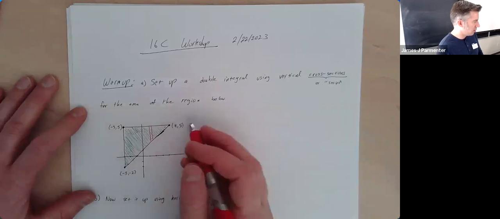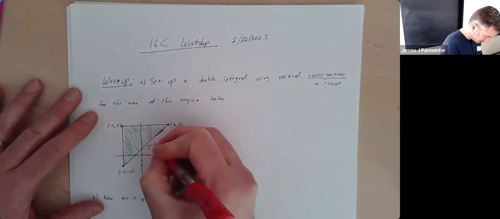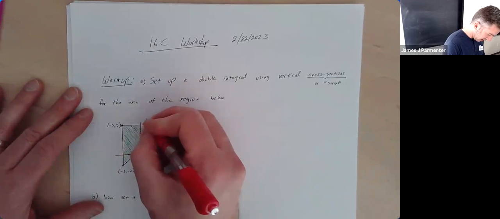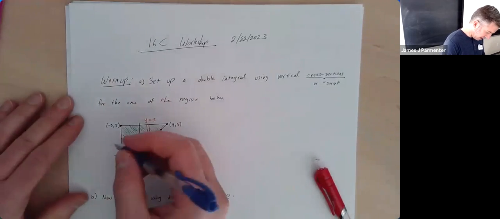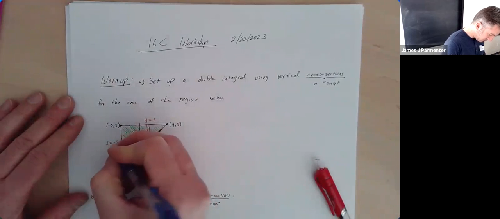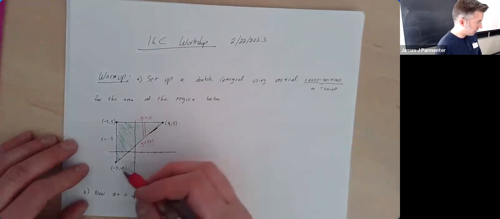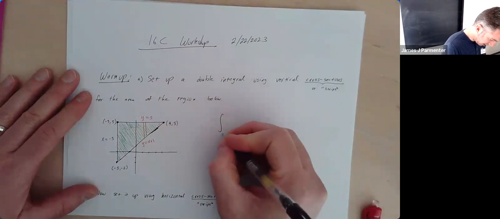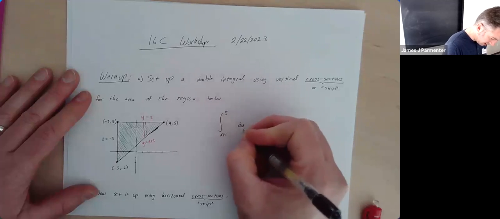We can also find the slope, but this is definitely the line y equal to x plus 1. Up here, we have the horizontal line y equal to 5. And over here, on the left-hand side, we have the line x equal to -3. So if we're going vertical, our inner integral is going to have a lower bound of y equal to x plus 1 and an upper bound of y equal to 5. So our inner integral is going to look like y equal to x plus 1, y equal to 5, dy.